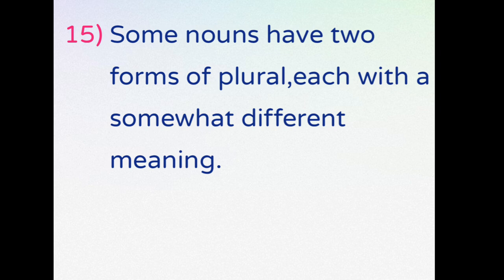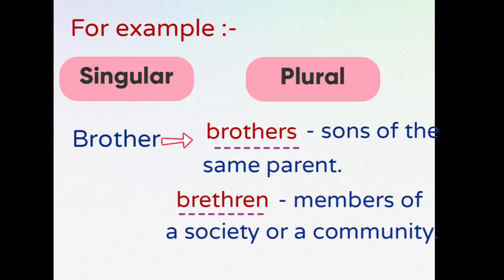Okay, next, some nouns have two forms of plural, each with a somewhat different meaning. Let's have a look at these examples. For example, brother. In the singular, it is only one, brother, but it has two plural forms, brothers and brethren. Meanings are different because brothers means sons of the same parent, and brethren means members of a society or a community. So you can see brother has two plural forms with different meanings, right?